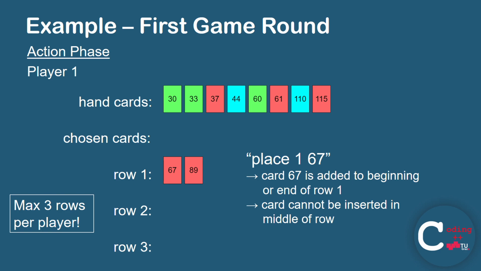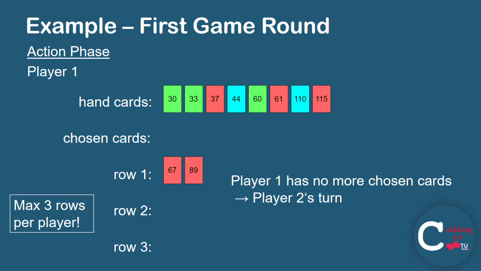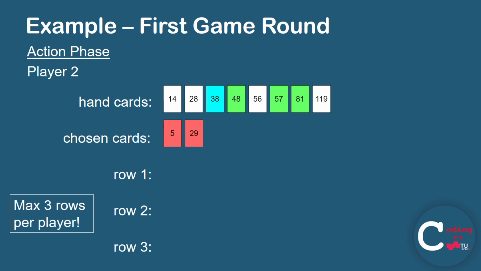Now player 1 has handled both their chosen cards, and this means that it is now player 2's turn in the action phase. So now we swap to player 2. Player 2 has these hand cards and the chosen cards. Now I will show you the other command that you can do with chosen cards, which is a discard.